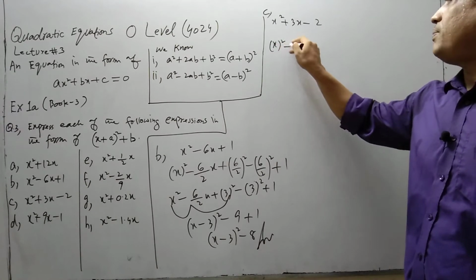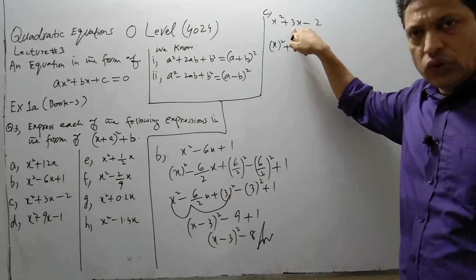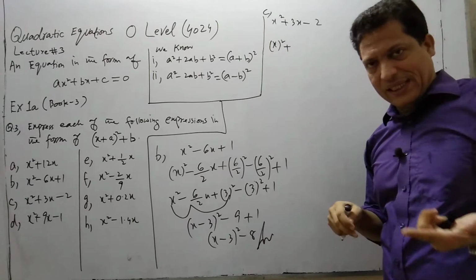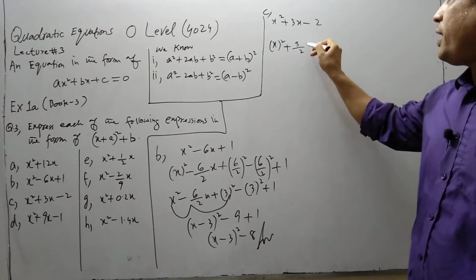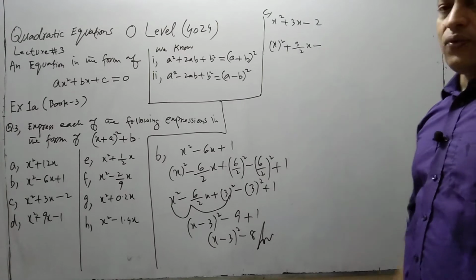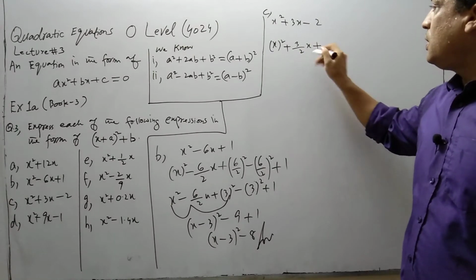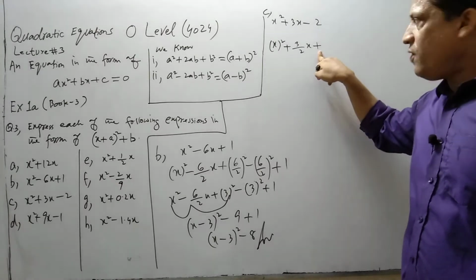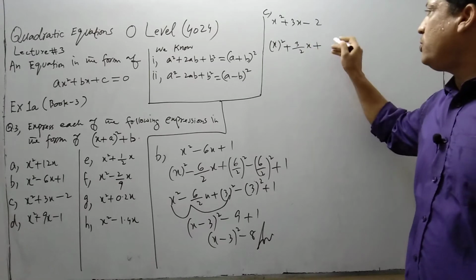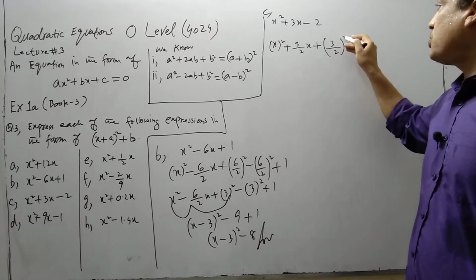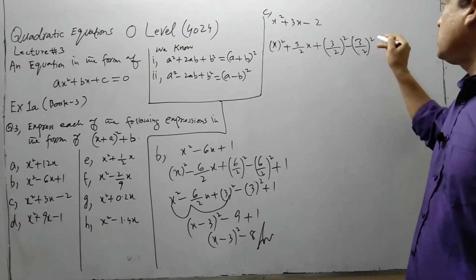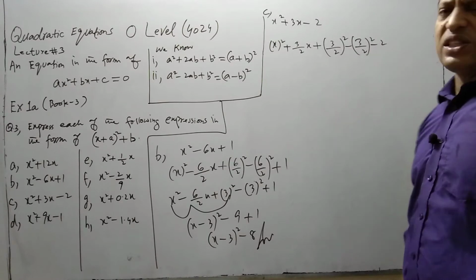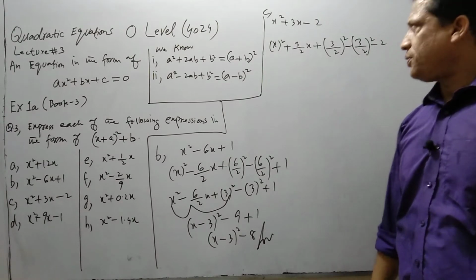The first step, divide 2 by the coefficient of x. What is the coefficient of x? 3. 3 divided by 2. What is the next step? Place plus sign always. What do you get? 3 upon 2 square, plus and minus 3 upon 2 square. And this minus 2 remains minus 2. Don't touch this minus 2.